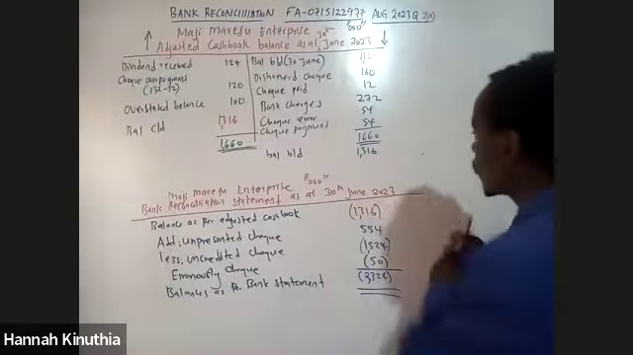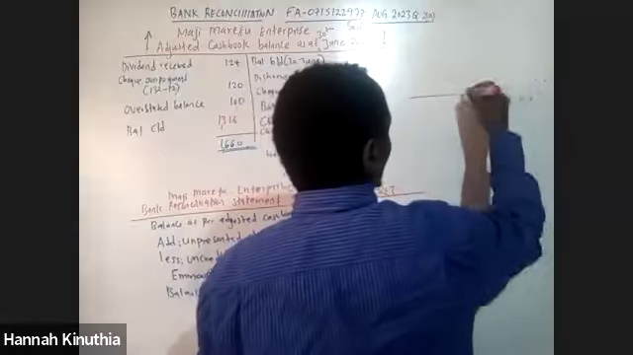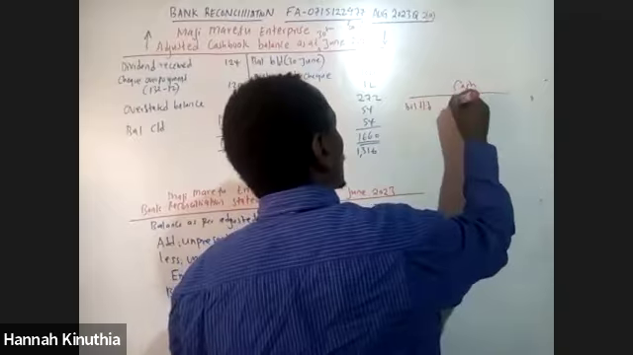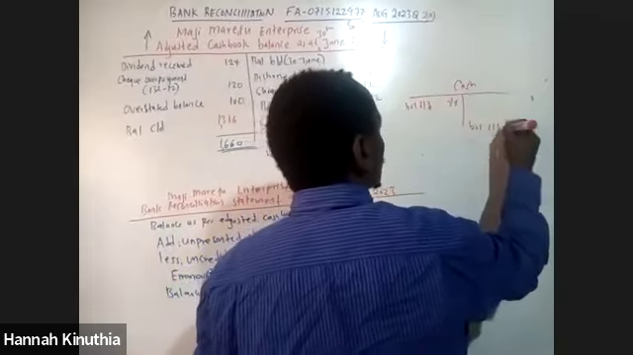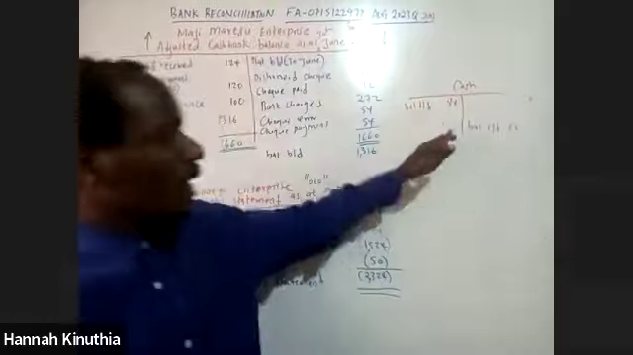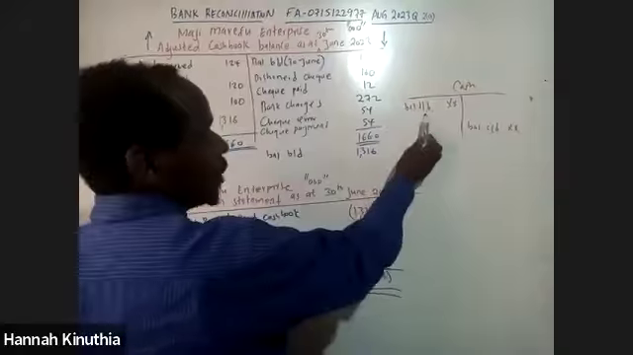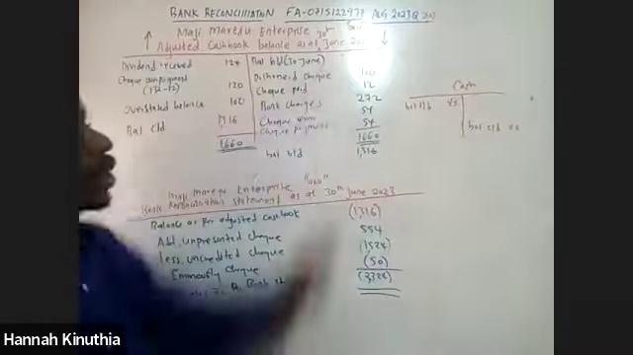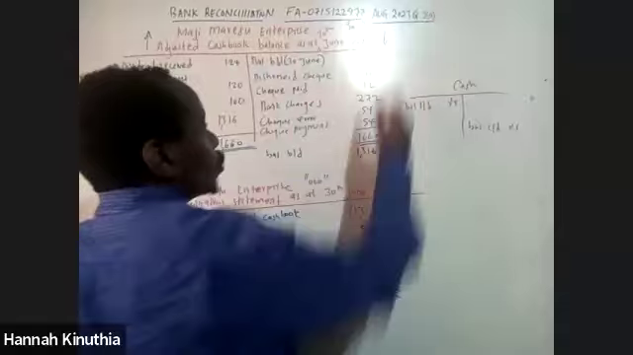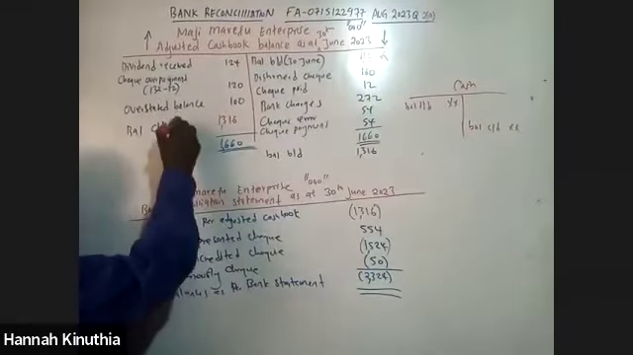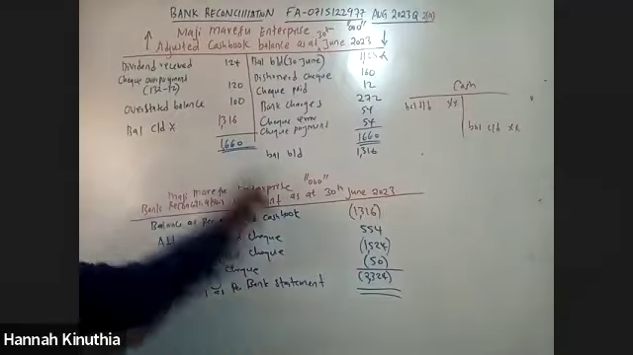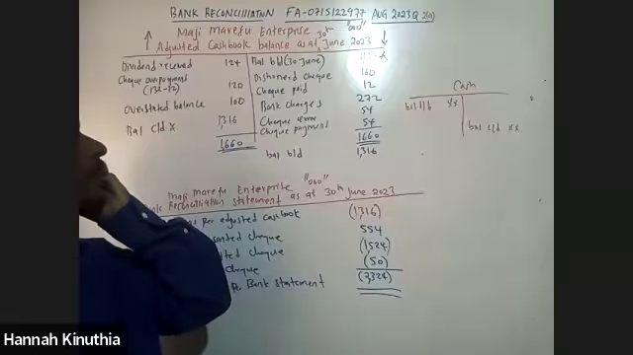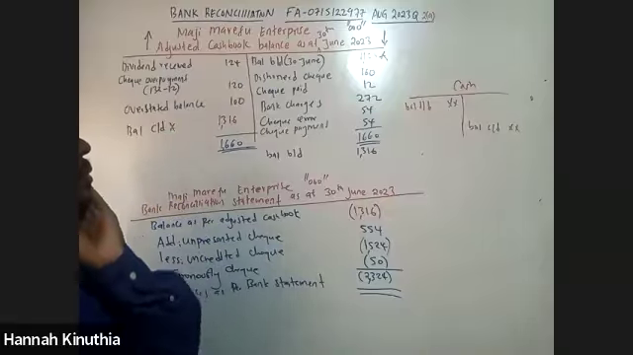I don't know why nyinyi mna-confuse hii maneno. Now the balance brought down, balance carried down, all these two balances mean they are positive. The balance at the beginning is positive and the balance at the end is positive. Now look at this. The balance at the beginning on the other side is negative. So the balance on the other side here is also a negative figure. Unaniget? Yeah, nimekuget.